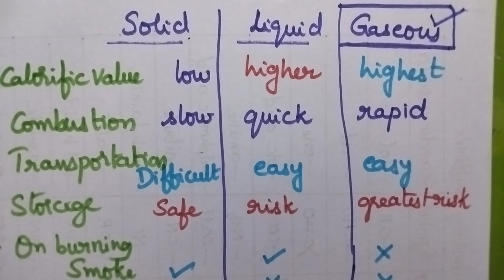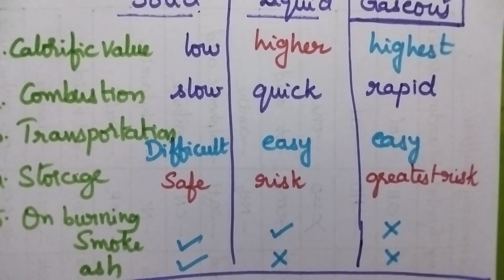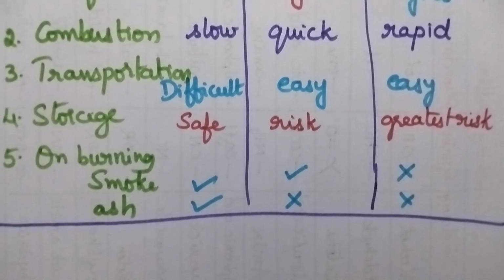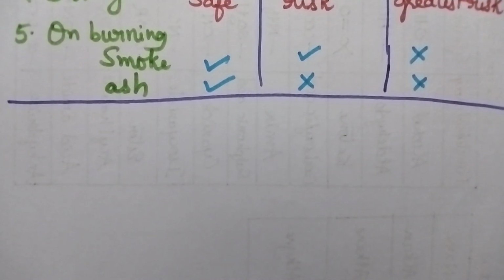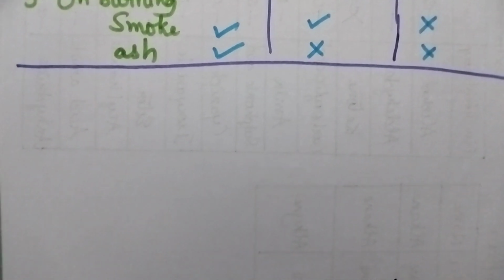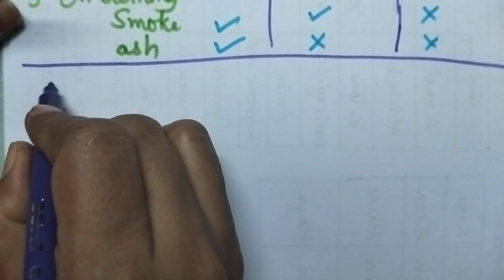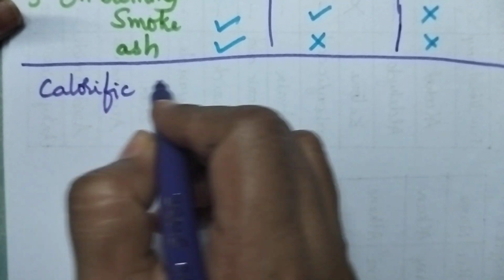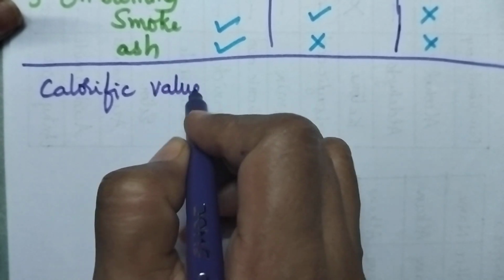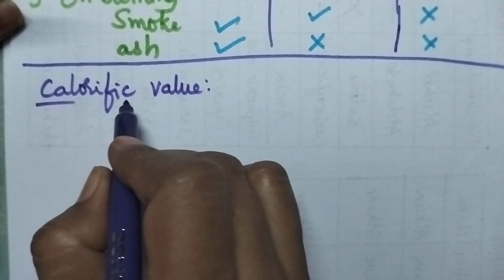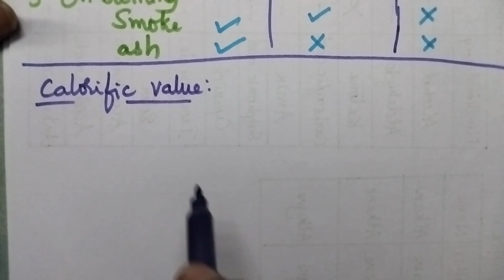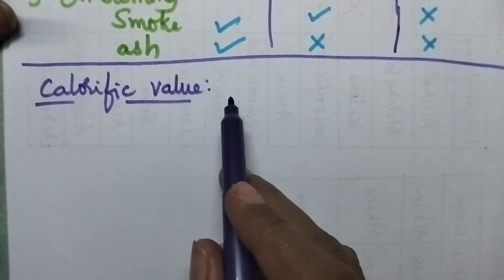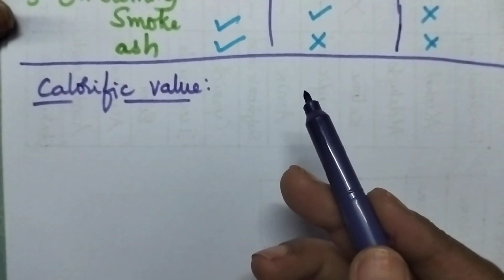Next, we have to discuss in detail about the calorific value. So, what is the importance of calorific value? Especially, the efficiency of any fuel can be measured in terms of calorific value. If the calorific value is high, that fuel is more efficient.